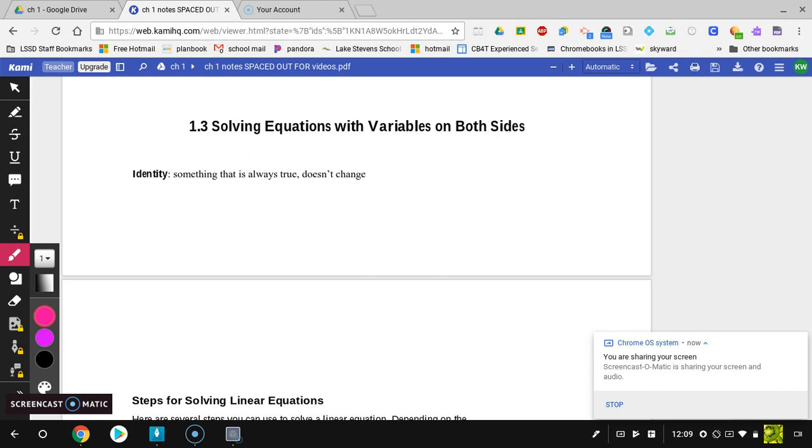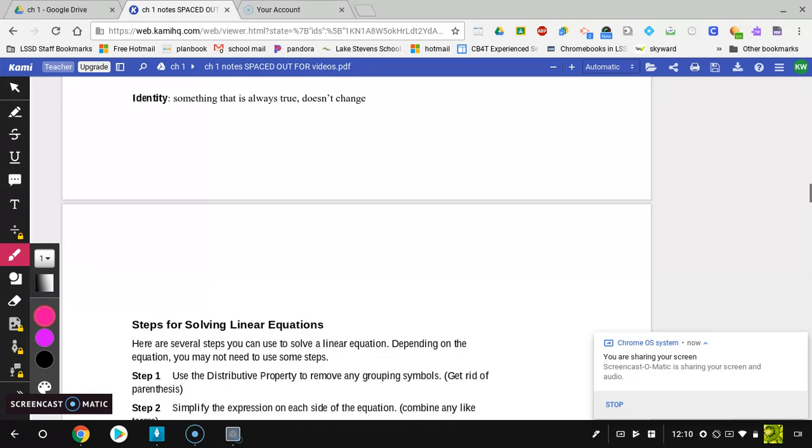So your identity is something that you are born with. You can't change that. Same thing in math. An identity is something that is always true. 1 + 1 is always going to be equal to 2. That's an example of an identity.